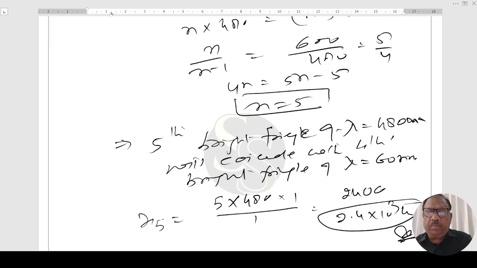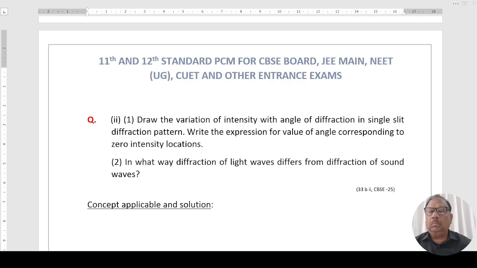Next question. The question is: draw the variation of intensity with angle in a single slit diffraction pattern. Write the expression for the angle corresponding to zero intensity locations. The second part is: how does diffraction of light differ from diffraction of sound waves?